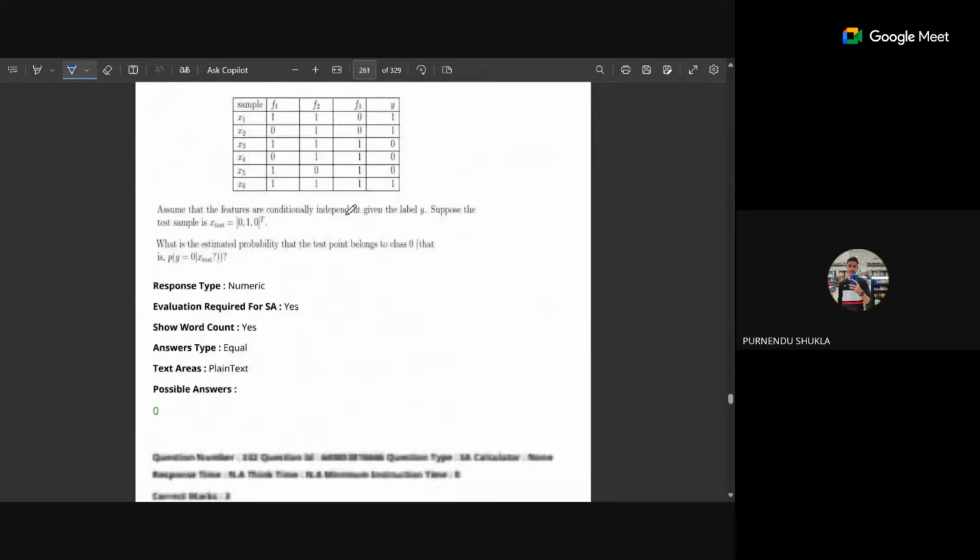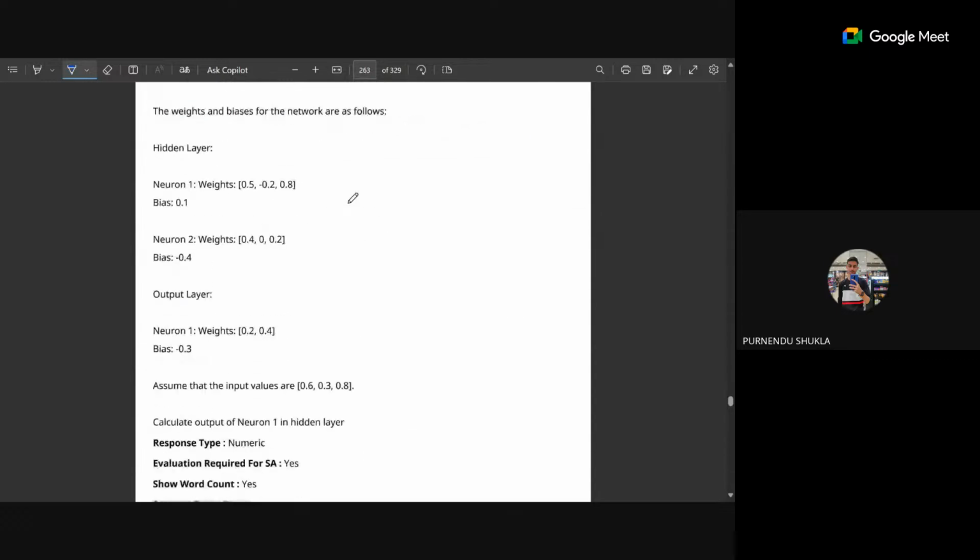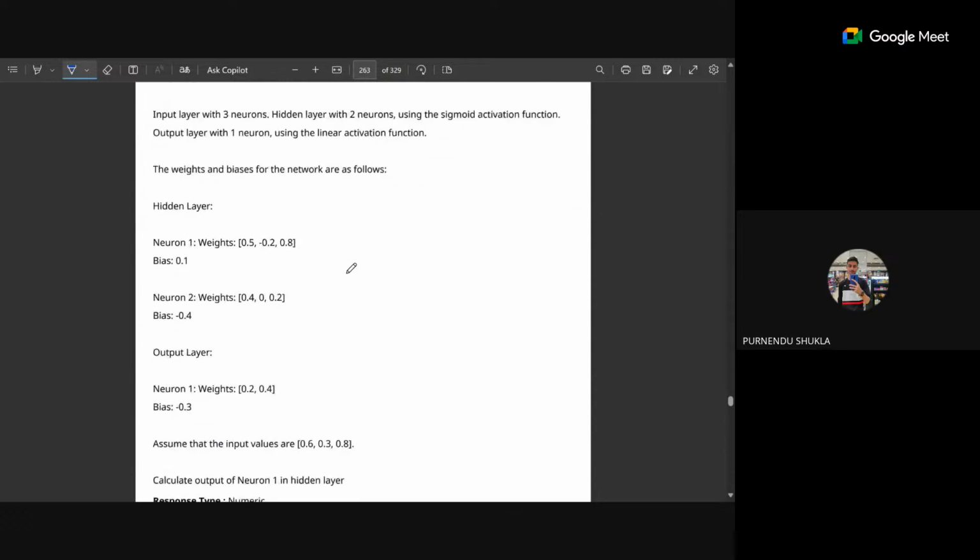And the last question is the neural network. I had this doubt, but I solved it. I will solve it now, as you have stated. First, we have to create a graph for this to understand.